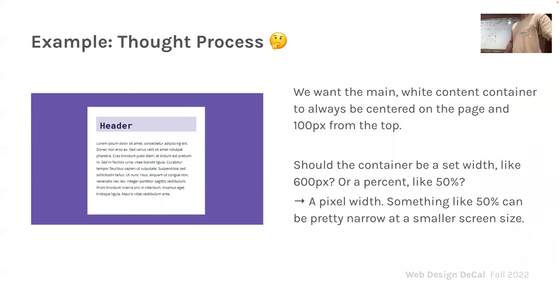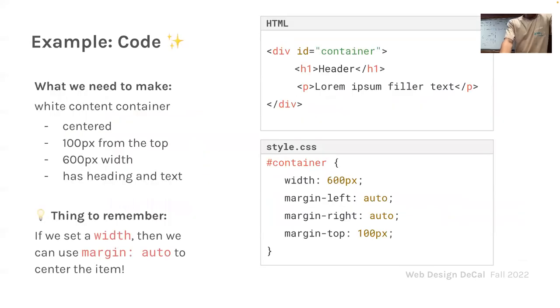So should the container be a set width, like 600 pixels, or, I don't know, a percentage? I guess for this one, we want a pixel width because if you take 50% of your phone screen, you probably can't read any of the text that's actually on it. So for this example, we would want something like 600 pixels. And then this is basically the code we would need to make it.